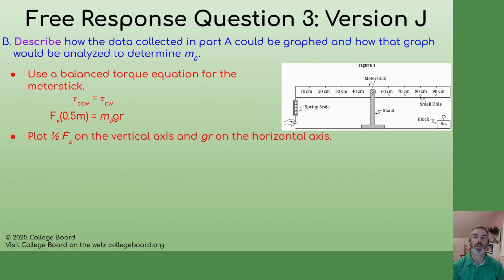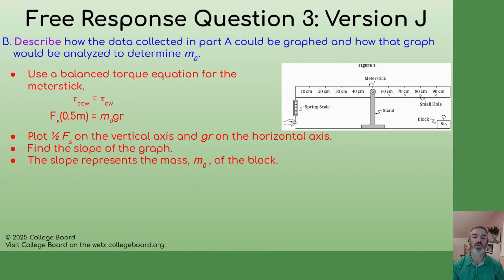Then we're going to plot 1/2 of F_s on the vertical axis, and we're going to plot g times r on the horizontal axis. When we do this, F_s times 0.5 meters equals m naught g times r. That's in the form of y equals m times x, where m is our slope, and that also represents m naught. So once we find the slope of the graph, the slope represents the mass of the block, and that's how we can find the mass of the block using the setup that's given to us.